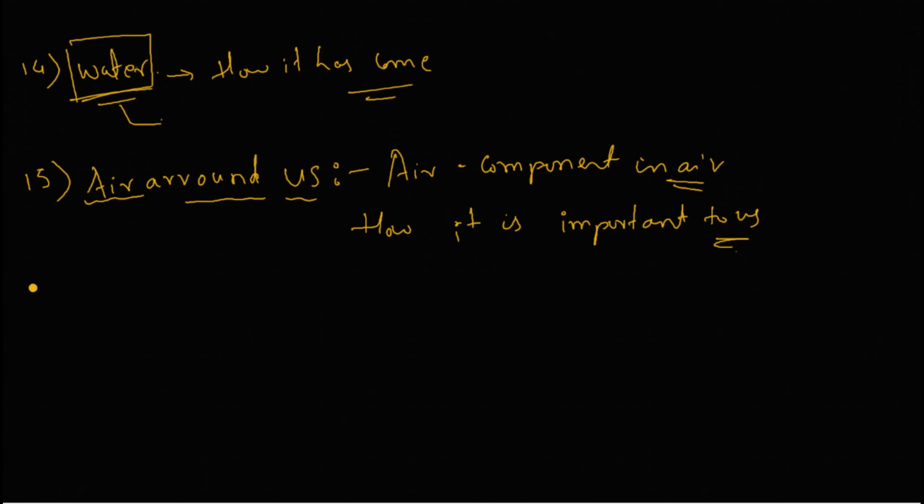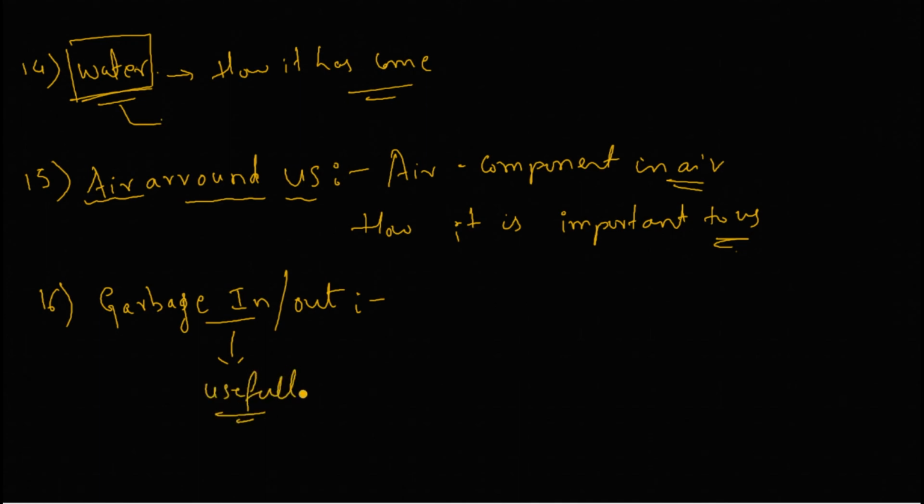Next, coming to the 16th chapter. The 16th chapter is garbage. Garbage in and out. What is in is going to be useful further, and some things are not going to be useful. So like this we are going to discuss each and every chapter.